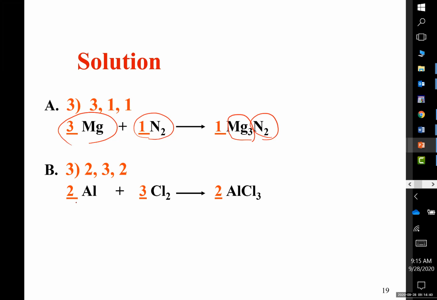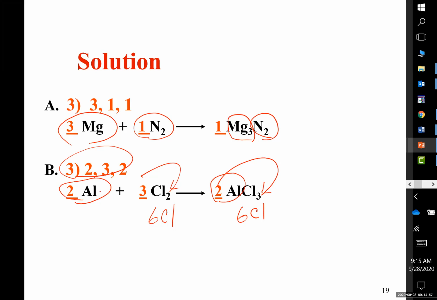In part B, 2 aluminum and 2 aluminum balance each other. 3 times 2 is 6 Cl, and 2 times 3 is 6 Cl. They balance each other. So this is the correct answer. Do you have any question, guys? Do you have any question? Anybody?